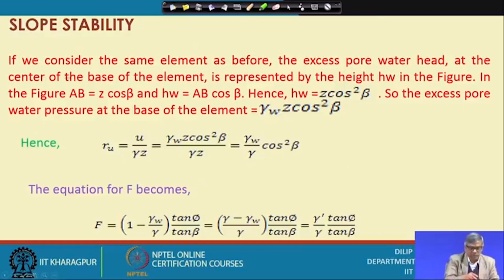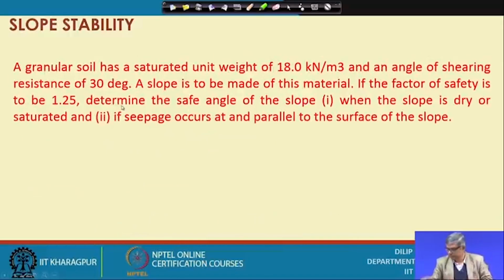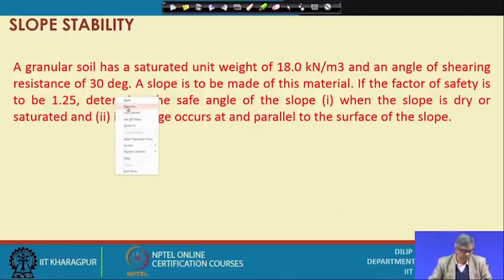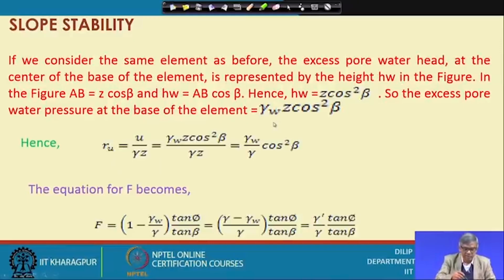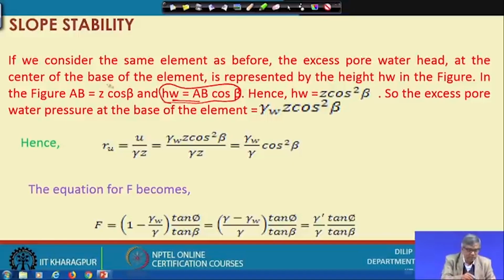And you can see if we consider the same element as before, the excess pore water head at the center of the base of the element is represented by the height h w, that h w I have shown in the figure, and in the figure h w equal to A b cos beta, and A b equal to z cos beta.